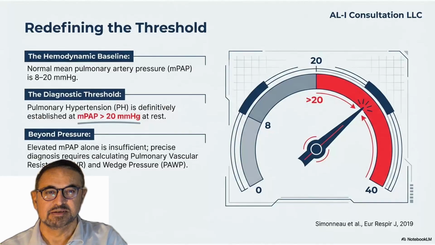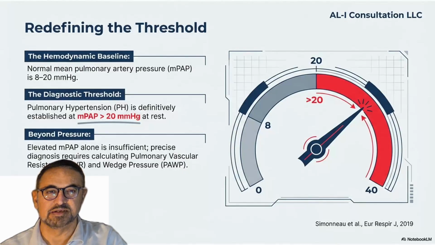An elevated mean PA pressure is not enough to phenotype the patient. You still need to obtain the wedge pressure and the pulmonary vascular resistance calculation. That is how we distinguish pre-capillary disease from post-capillary disease, and that distinction completely changes management.